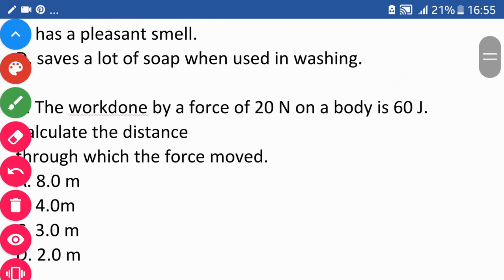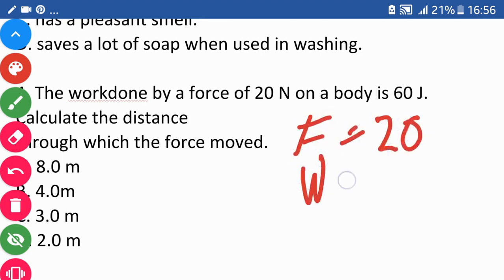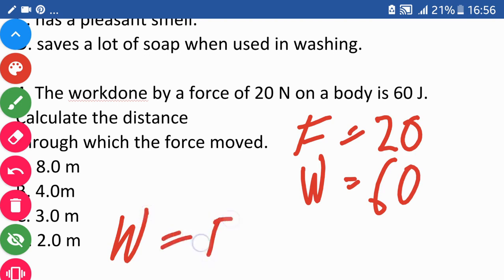The next one. The work done by a force of 20 Newton on a body is 60 joule. So the force is 20 Newton. Then the work is 60. So work done equals force times distance. And if you've been solving most past questions, you realize that calculation of work is mostly seen in the objective. So you should master that.